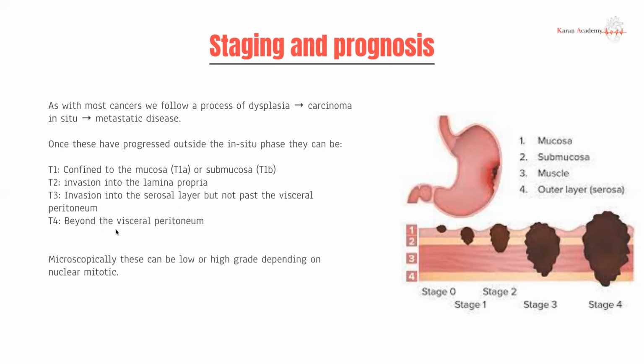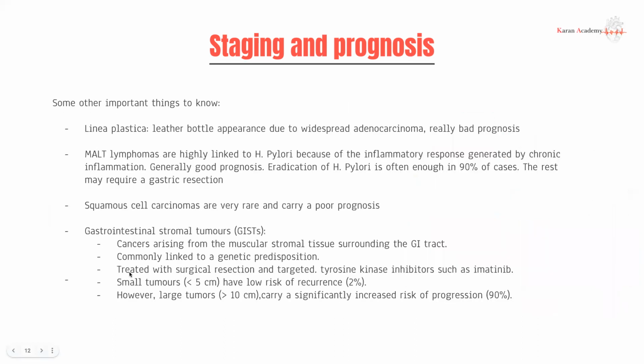Obviously, this doesn't tell us how aggressive or microscopically aggressive the tissue is. And therefore, we always like to grade the tumor as well. And this is done microscopically through a biopsy, which can be low or high grade. Nuclear mitotic activity, it should say.